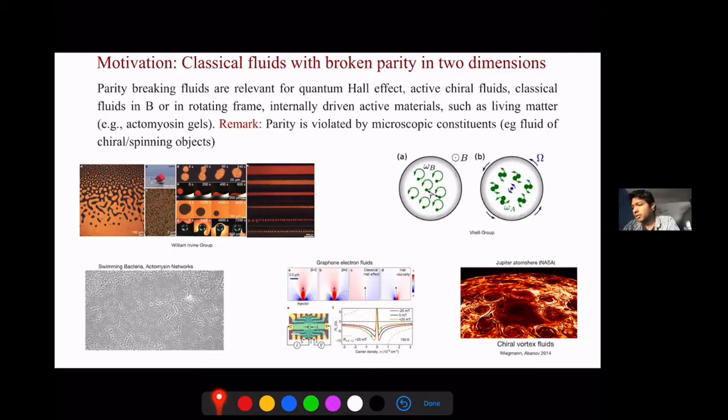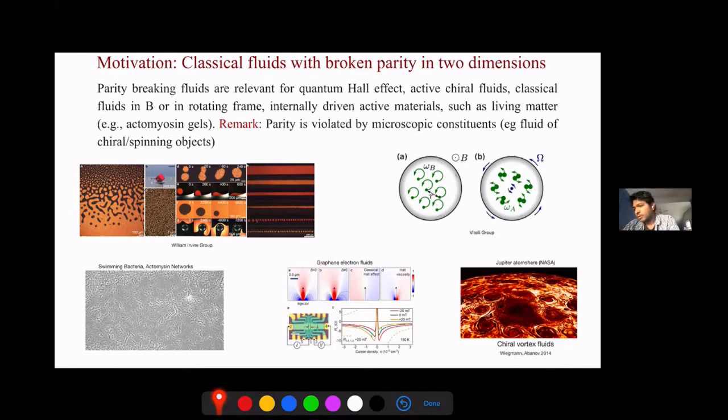More recently, people have encoded these parity breaking effects in hydrodynamical systems. They postulated that such effects can be realized in living matter also, like swimming bacteria and actomyosin networks, and even going beyond 2 dimensions, in 3D, such effects have been realized. I will give you a reference for a paper by Lubensky and Markovich, where they claim that such parity breaking hydrodynamic coefficients can manifest in active biological living systems as well.